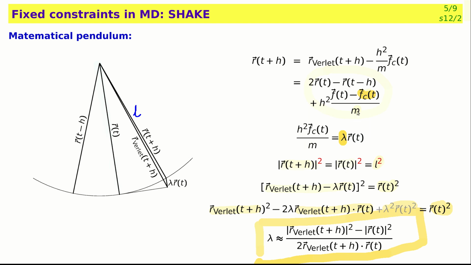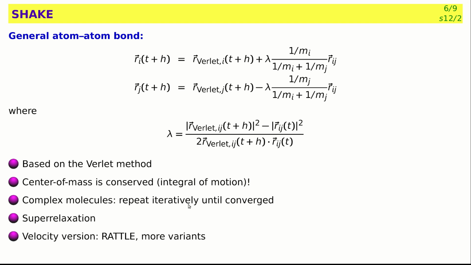And we insert this back in this way. This is a mathematical pendulum. For atom-atom bonds, we must distribute this lambda, this constraint force, to both atoms, and we distribute it inversely proportional to the masses of particles, because the heavier the particle, the less it moves. This is just a straightforward generalization of the idea that I provided for the mathematical pendulum. Don't worry about it. And we'll get lambda also.